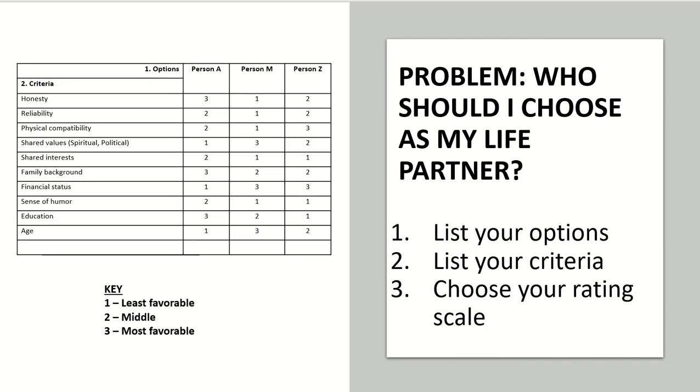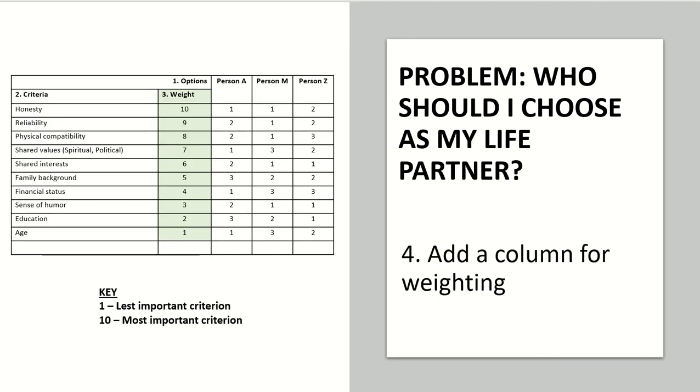Let's use the previous problem to illustrate how a weighted decision matrix works. As you did previously, list the names of the individuals you're considering as column headings across the top row. List the criteria by which you will evaluate each person down the left column of your table. Then, choose a rating scale to score each option against the evaluation criteria. Next, create a weight column. Apply weights to all criteria to indicate the relative importance of each one to you or your team.